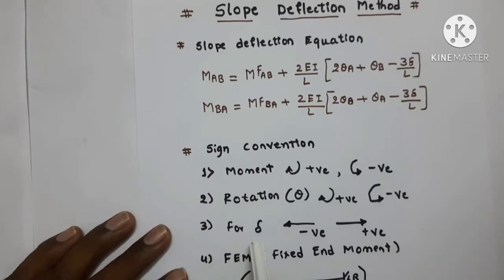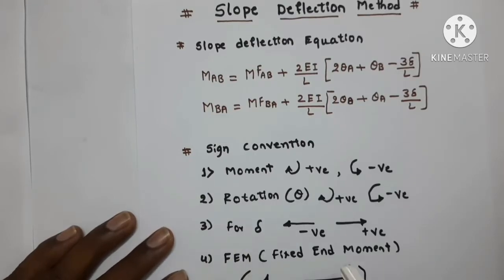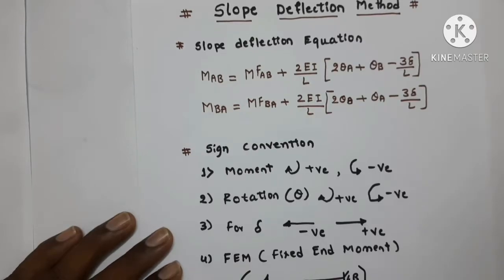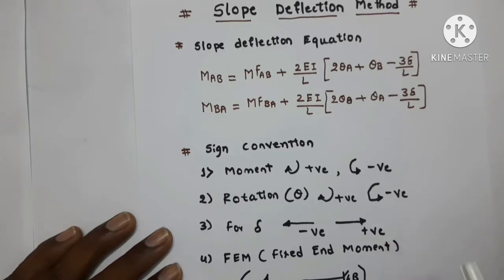Then the third is deflection or displacement. If the direction moves from right to the left, we will consider negative, and left to the right, then we will consider positive. Whenever we solve the examples, we can go through this.